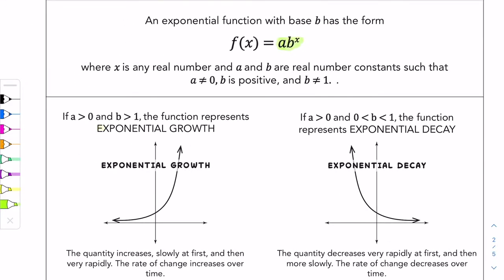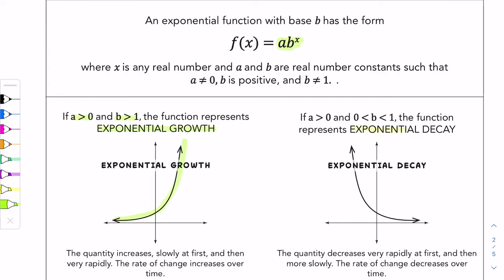Exponential growth is telling you that your a value is greater than 0 and your b value is greater than 1. Exponential growth is a representation of a quantity that increases slowly at first and then very rapidly as time goes on. The rate of change increases over time.